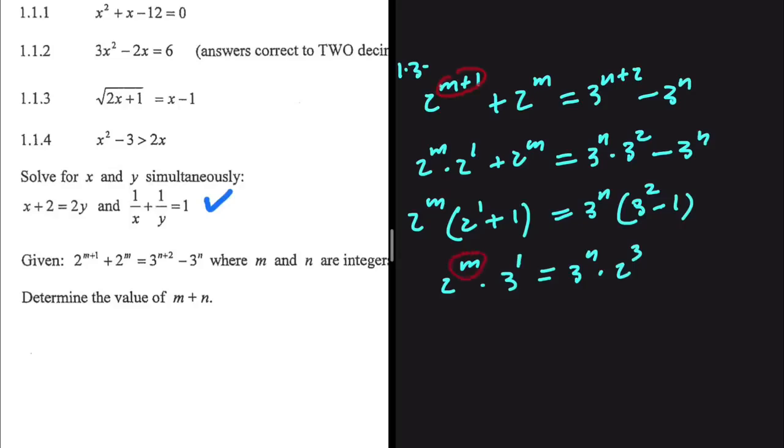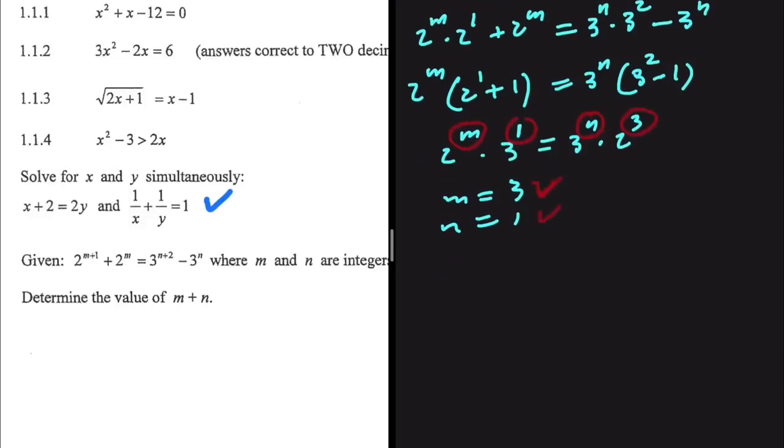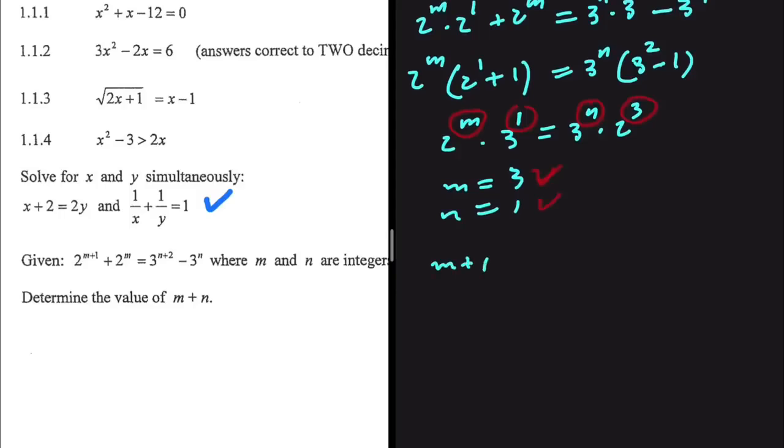If m is equals to 3 and n is equals to 1, the left hand side and the right hand side are going to be equals to each other. So we can say that m is equals to 3 and n is equals to 1. When this is the case, the left hand side is indeed equals to the right hand side. So what will be m plus 1 when m is equals to 3 and n is equals to 1? That is 3 plus 1, which is just equals to 4.